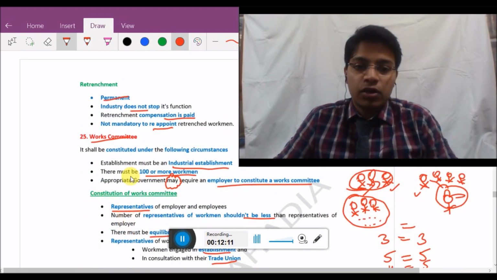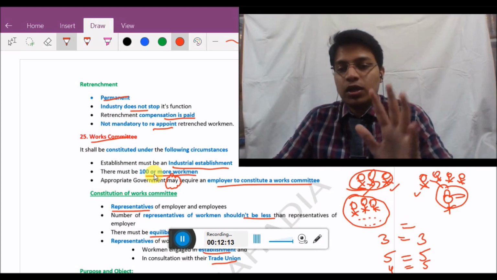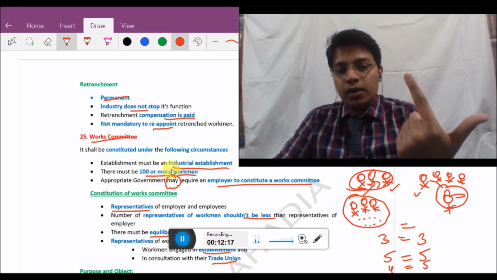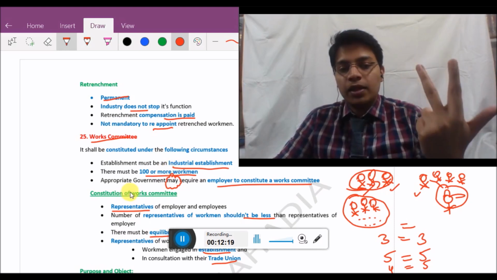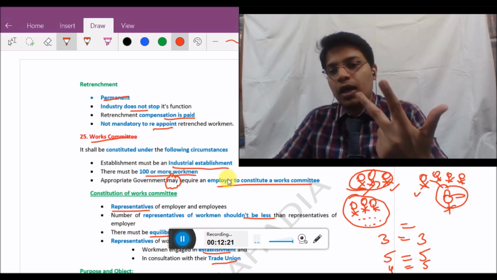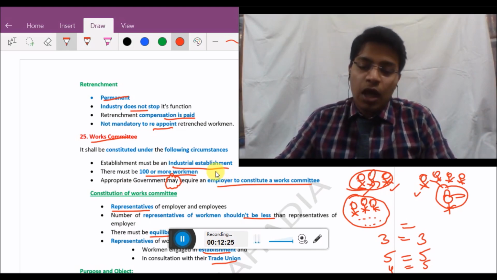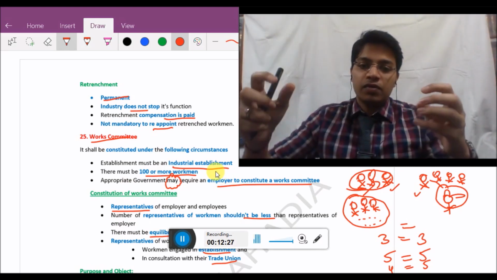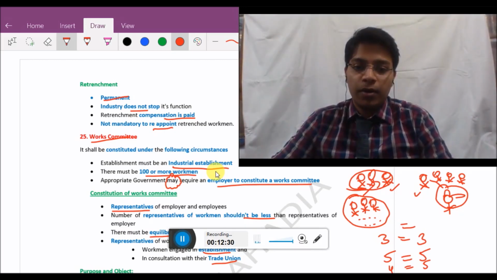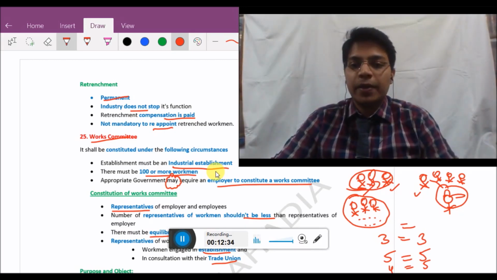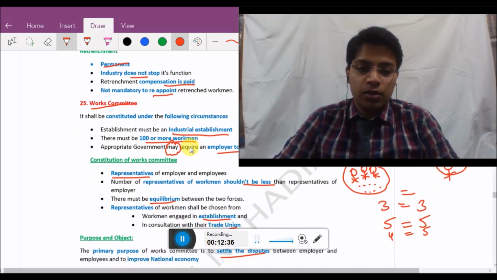The works committee is constituted in the following circumstances. What are the circumstances? It should be an industry with 100 or more workmen, and then the appropriate government may require the employer to constitute a works committee. How is it constituted? Representatives of both the parties are taken on board, and the representatives of the workmen shouldn't be less than the representatives of the employer.